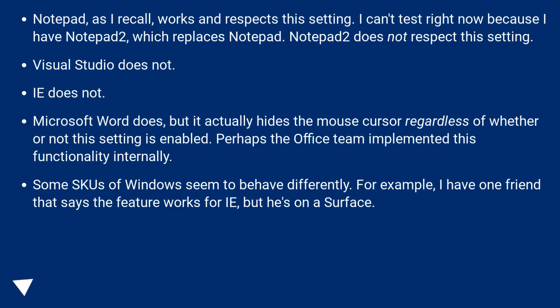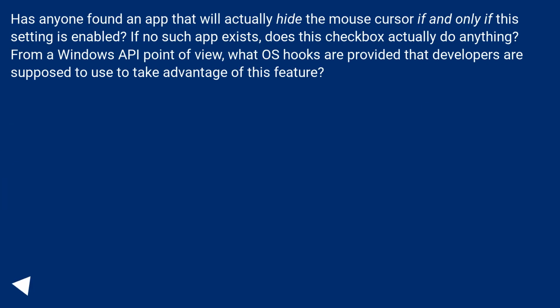Some SKUs of Windows seem to behave differently. For example, I have one friend that says the feature works for but he's on a Surface. Has anyone found an app that will actually hide the mouse cursor if and only if this setting is enabled? If no such app exists, does this checkbox actually do anything? From a Windows API point of view, what OS hooks are provided that developers are supposed to use to take advantage of this feature?